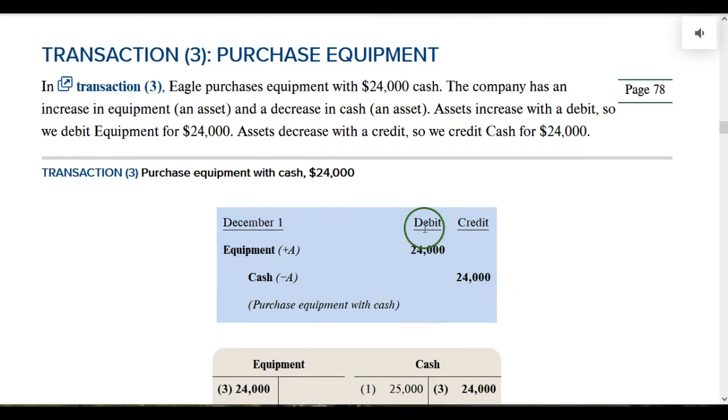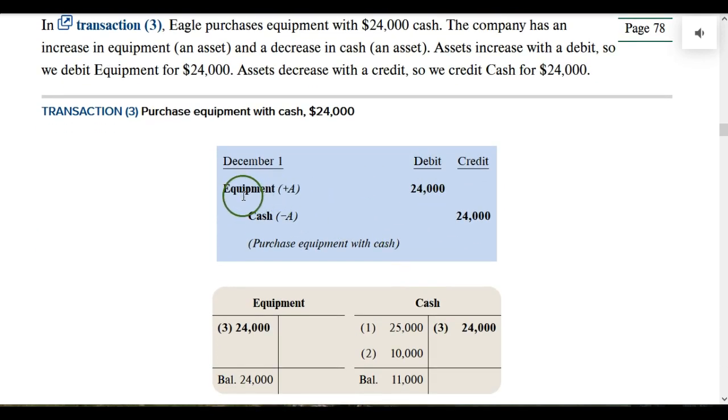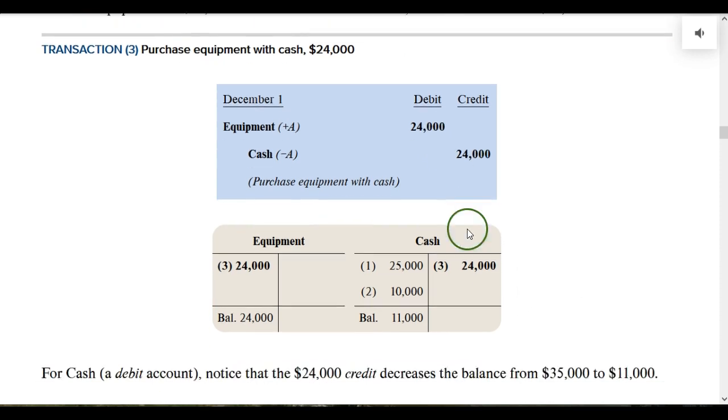Number 3, purchase equipment. So here we're going to debit equipment and credit cash. Now, why are we crediting cash? Because we're paying $24,000 out the door. Why? We're getting equipment, new equipment. So we're increasing this asset account called equipment for $24,000 and decreasing this asset account called cash, $24,000. So total debit, total credit, balances.